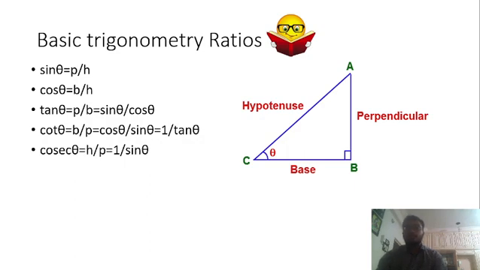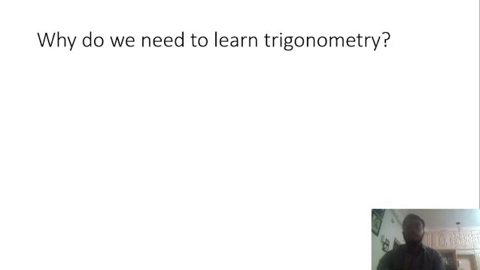And cosecant theta is hypotenuse upon perpendicular, which is inverse of sin theta. So we can remember cosecant theta as inverse of sin theta. Now secant theta is hypotenuse upon base, which is 1 upon cos theta or inverse of cos theta. So we can remember secant theta as inverse of cos theta. So now we have learned trigonometric ratios.